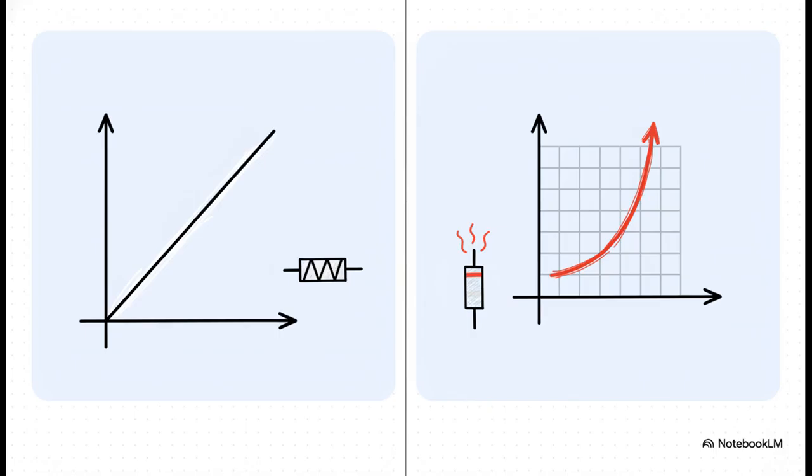On the flip side, we have non-ohmic conductors. These do not obey Ohm's law. Their resistance actually changes, usually because they start getting hot, resulting in a curved graph instead.